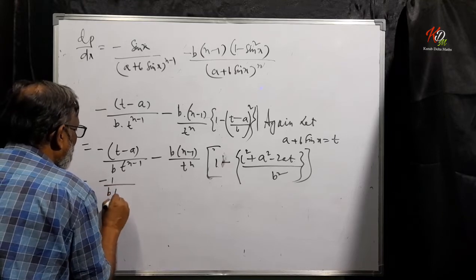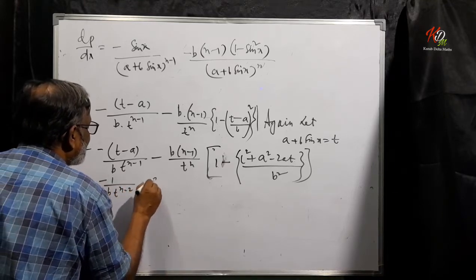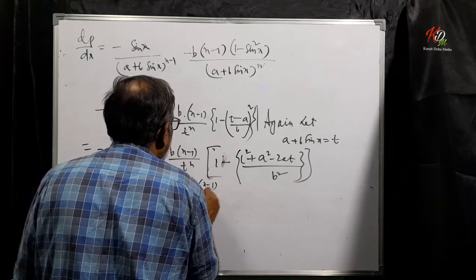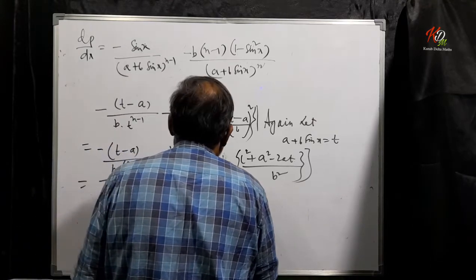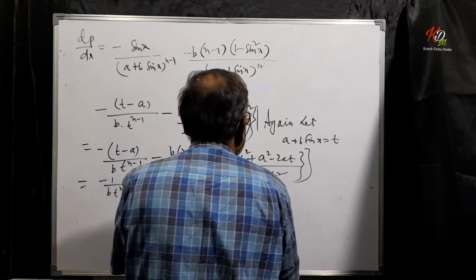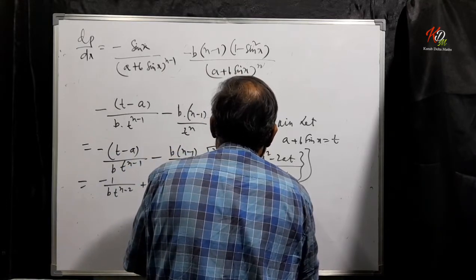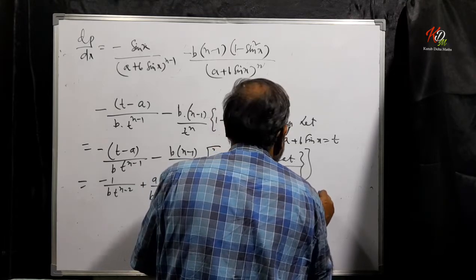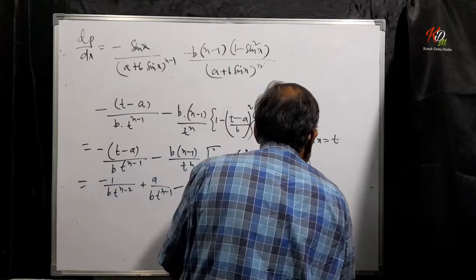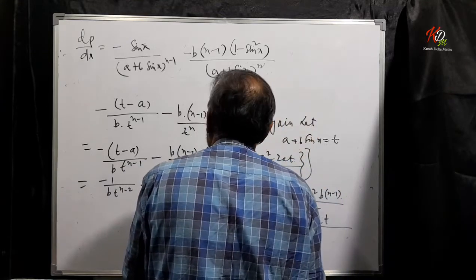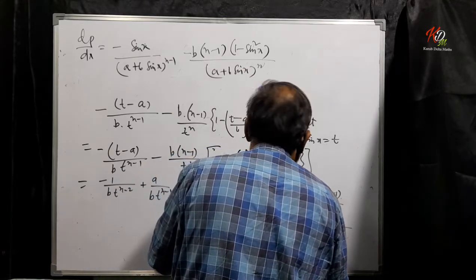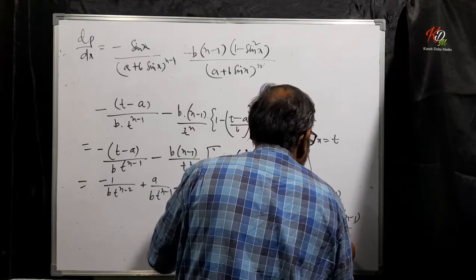Minus 1 by b t to the power n minus 2 plus a by b t to the power n minus 1 minus b into n minus 1 by t to the power n plus b into n minus 1 by t to the power n into t square minus a square b n minus 1 t to the power n plus 2at minus by b square into b n minus 1 by t to the power n.